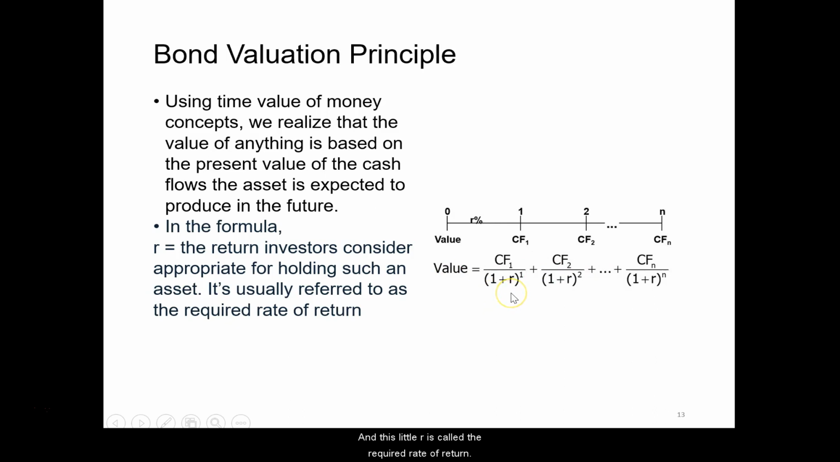And this little r is called the required rate of return. So this is a return required by investors. So if we're talking about bonds, you can get coupon interest payments in the next couple of years, and then you will receive a lump sum payment at the end, or say when the bond matures. So all these CFs will be about the coupon interest payment and the par value payments at different times, different years, discounted by the required rate of return by the debt holders, or say the bond holders.